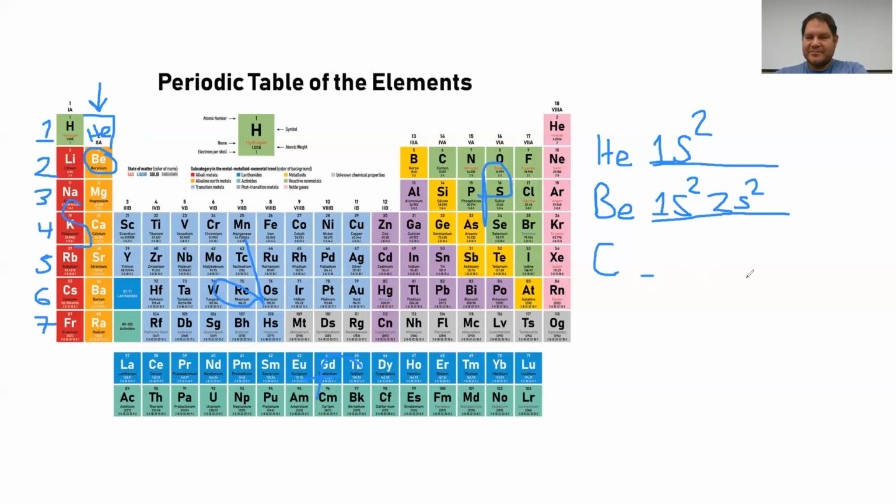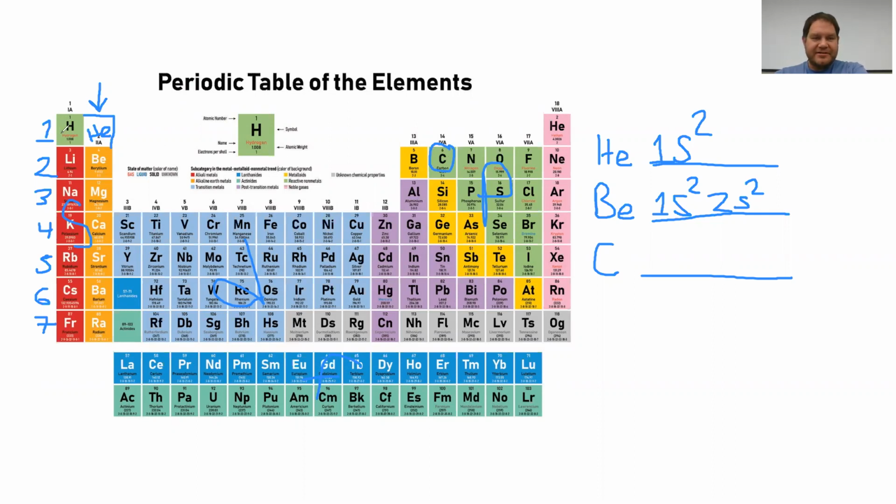That's the next element there. So, where's carbon on the periodic table? It's right here. So that's where we should end. It looks like it ends in the P block, so our last thing we should write is in the P subshell. Okay. So let's take a look.